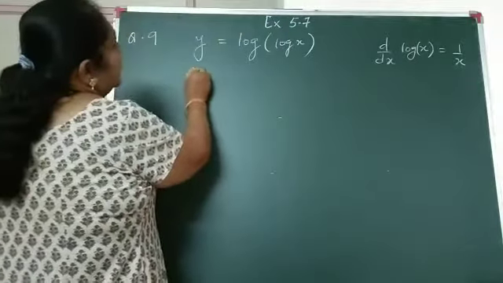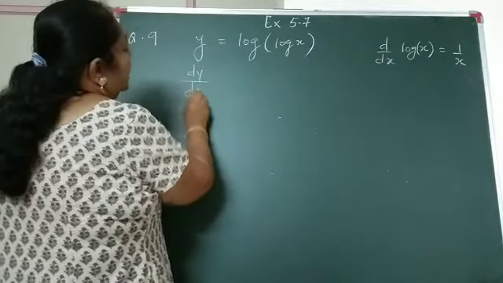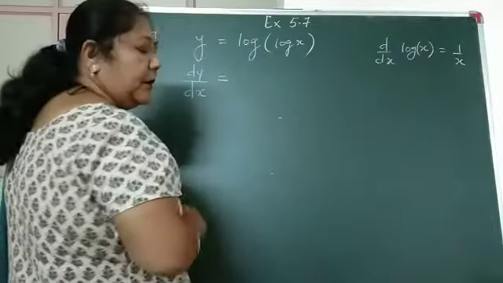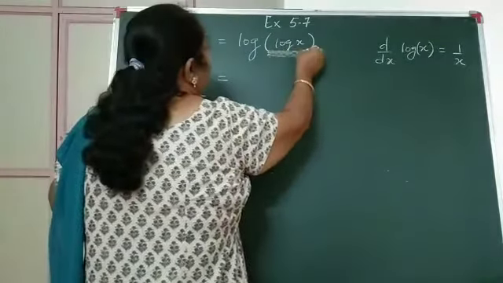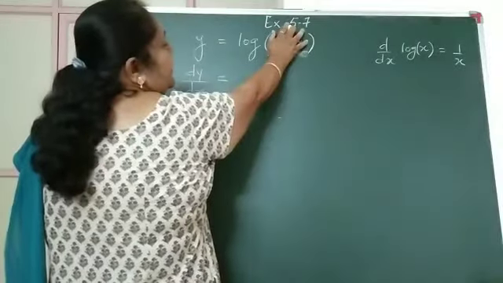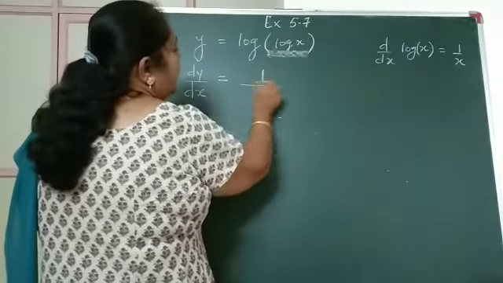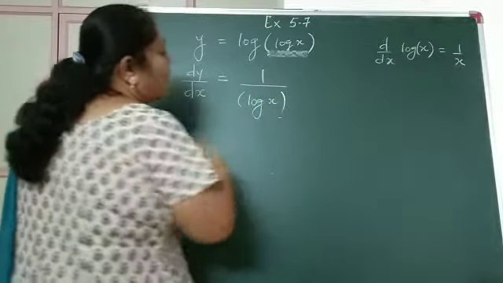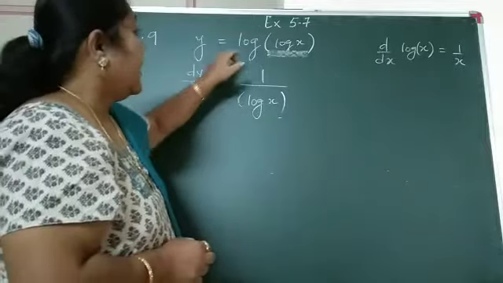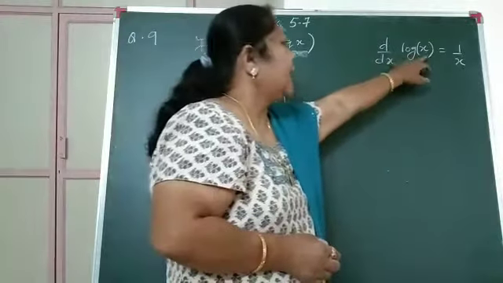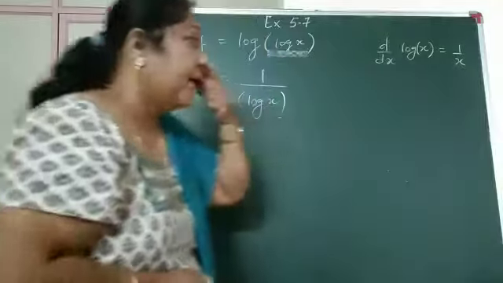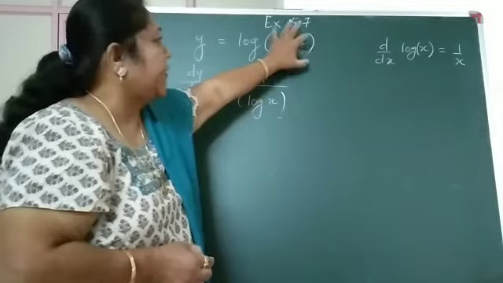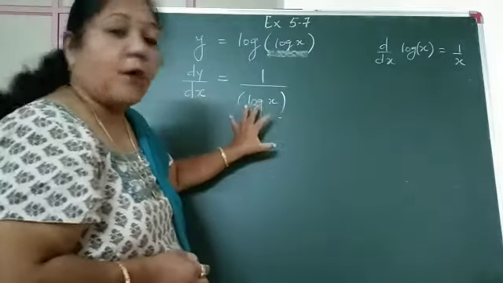Now let us differentiate it for the first time. So that is dy by dx. First time I am differentiating. That is equal to, this is log of some bracket. Forget what is in the bracket. Log of a bracket means 1 upon the bracket. So that means it should be 1 upon log of x. So what is the formula? Log of a bracket is 1 upon the bracket.